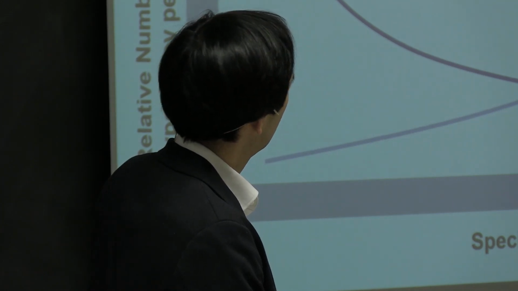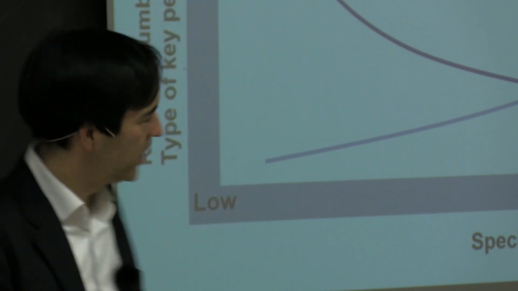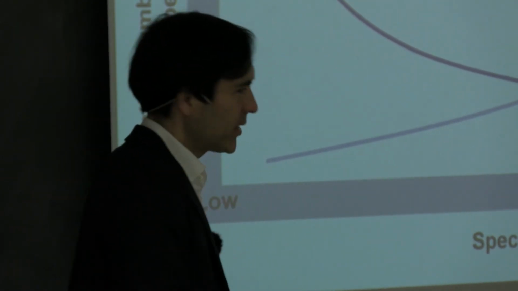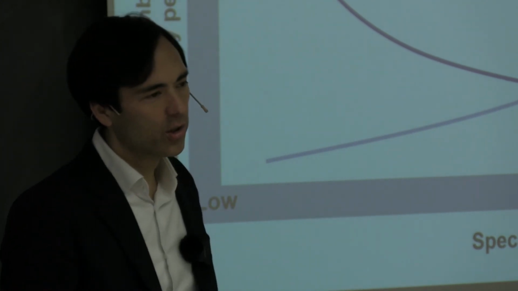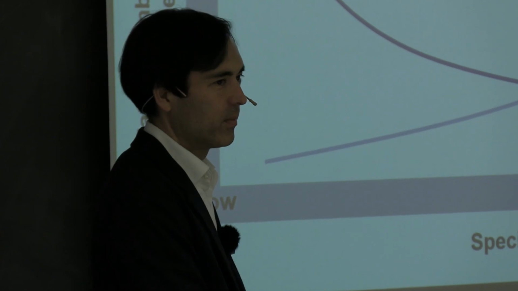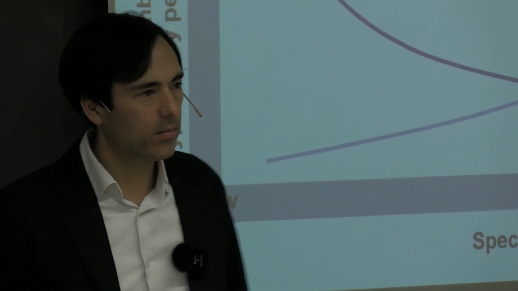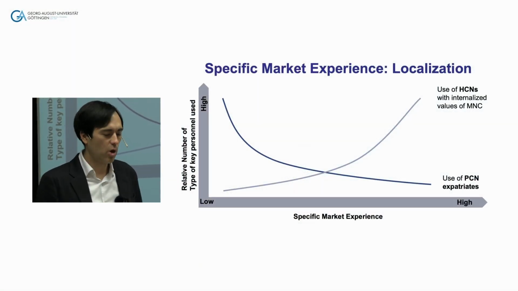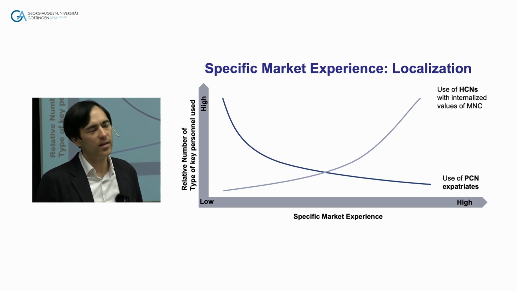The interesting part, if you look here, I printed in bold. If it's localization, it's exactly the opposite trend. So meaning at the beginning, you may have expats, you need to transfer a bit of knowledge and so forth, but over time you would like to replace them because you want to localize. So over time you would like to use host country nationals. So very typical would be their objective.